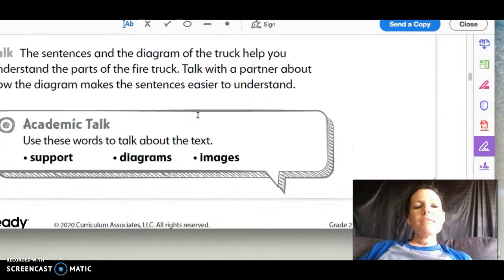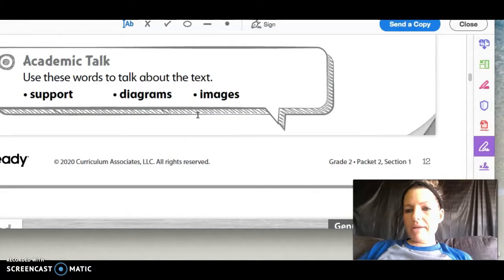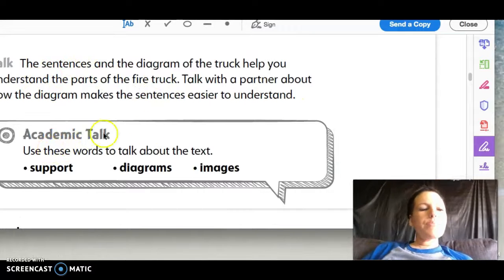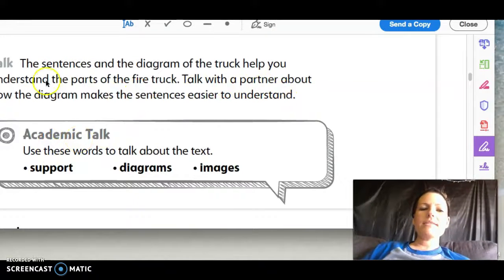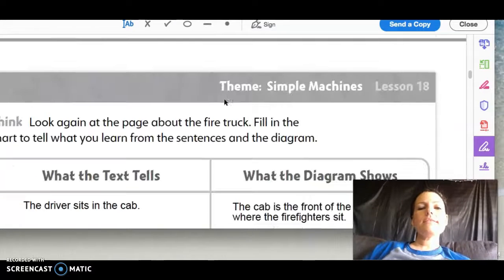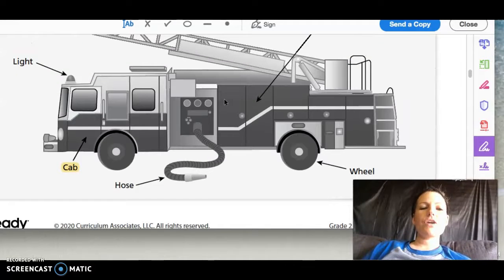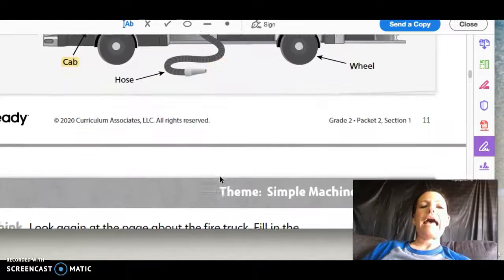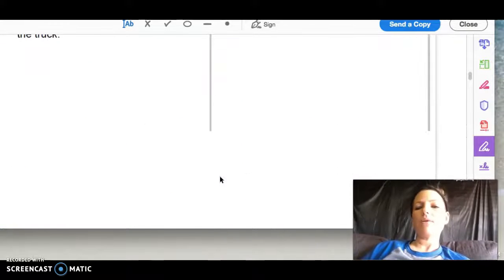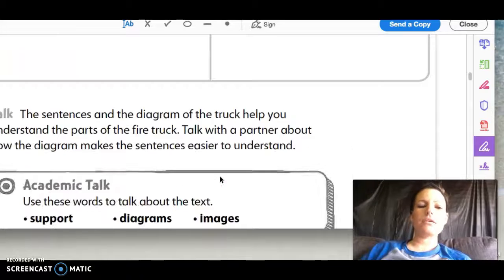One last piece of the puzzle on page number 12. It asks us to talk with the partner about how the diagram makes the sentences easier to understand. So how did this diagram about the fire truck help us to understand the text better? How did that help you understand the text? So tell somebody next to you.